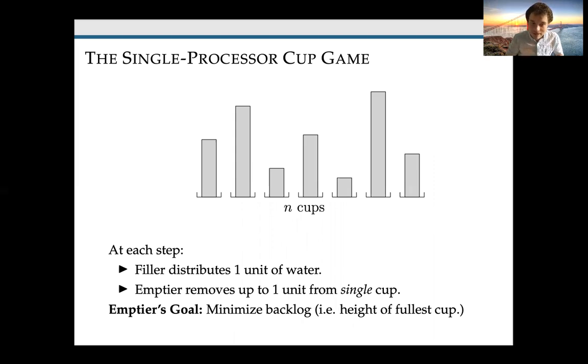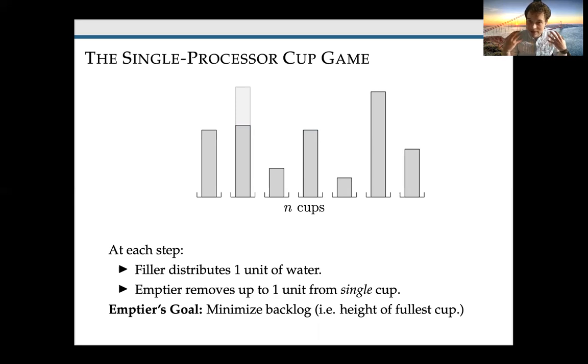In each step of the game, the filler first distributes 1 unit of water among the cups, placing the water however they want. Then the emptier selects just a single cup and removes up to 1 unit of water from just that cup. So whereas the filler gets to distribute water arbitrarily, the emptier has to empty from just a single cup in each step. Now, typically we think of ourselves as being on the side of the emptier, and our goal is to minimize what's known as the backlog, that is, the amount of water in the fullest cup.